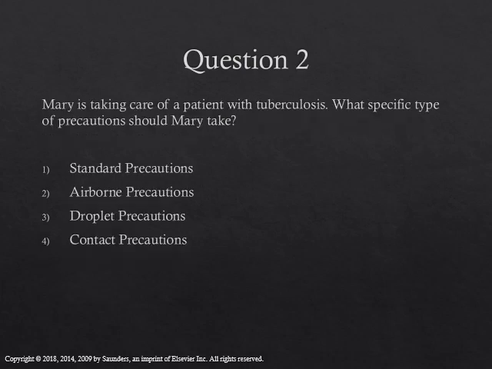Question number 2. Mary is taking care of a patient with tuberculosis. What specific type of precautions should Mary take? Number 1, standard. Number 2, airborne. Number 3, droplet. Or number 4, contact. The correct answer here is airborne.